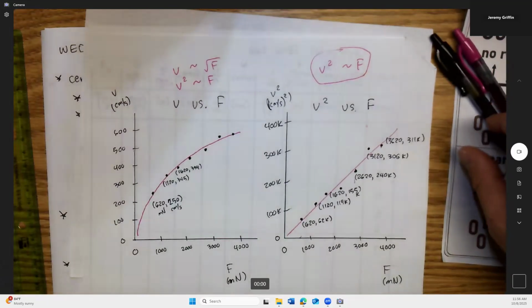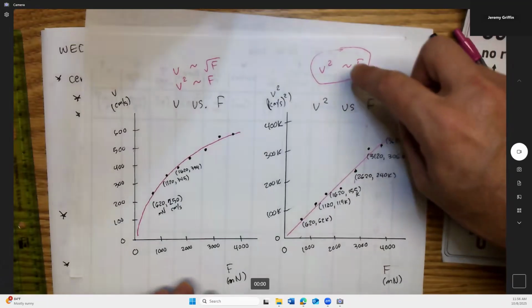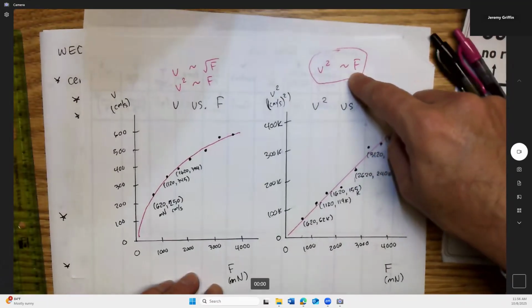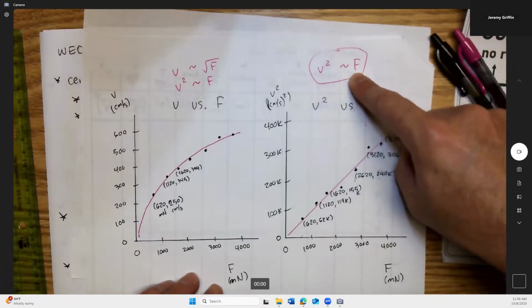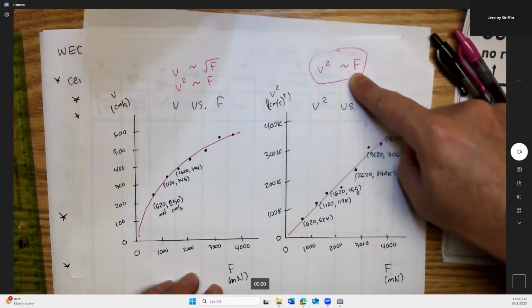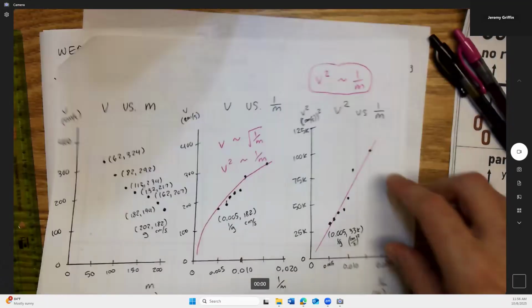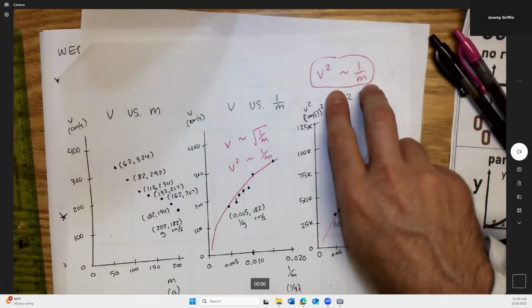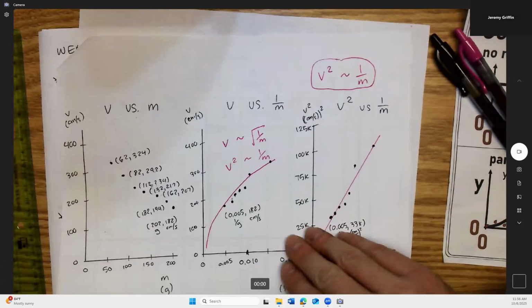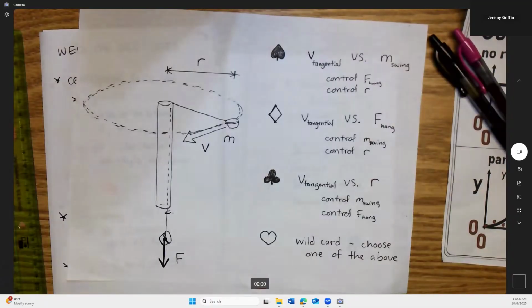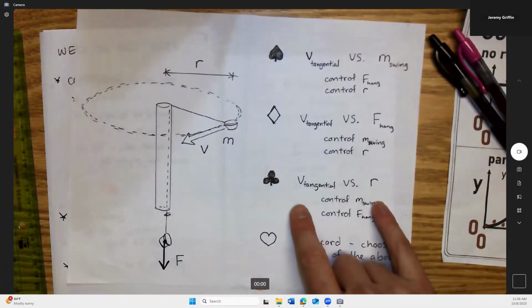Alright, so now we nail down a pair of relationships. I know the square root of speed is directly proportional to here. I'm just going to call this the tension force or the centripetal force, right? The force holding something in a circular pattern. The speed squared is proportional to 1 over the mass that's along a circular path. But we've got one more relationship to nail down. Are you guys ready for radius?